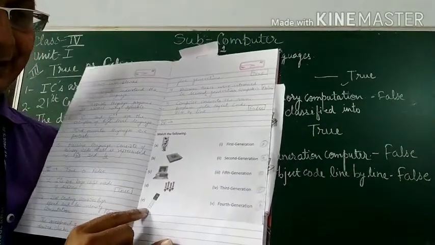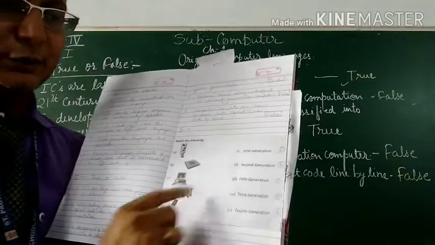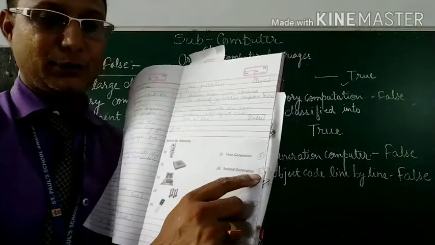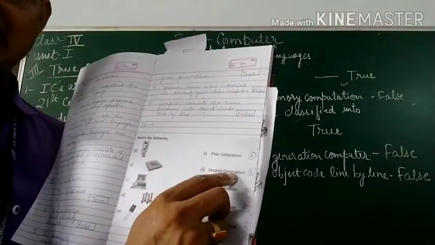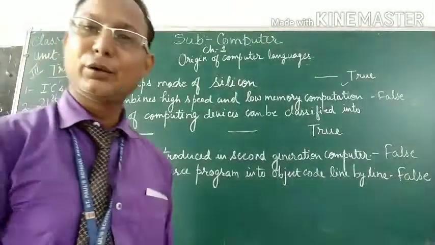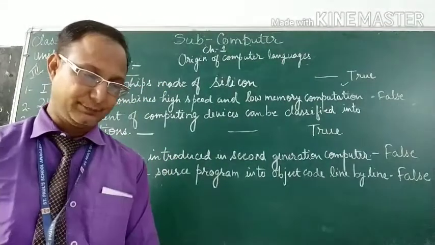And in E, they are transistors. They were used in the second generation. So you will write E after second generation. Is it clear? You will do it in the book only. Okay, students?